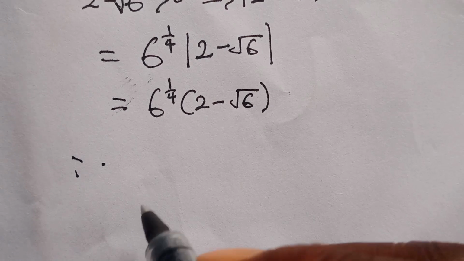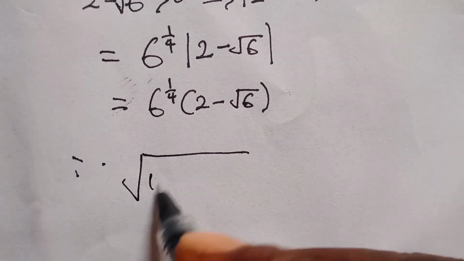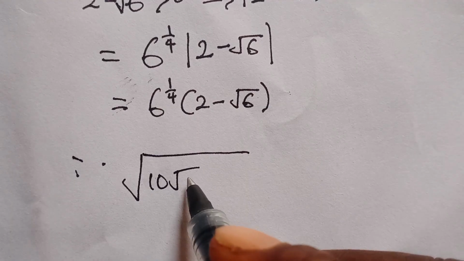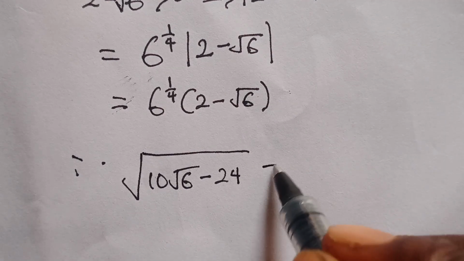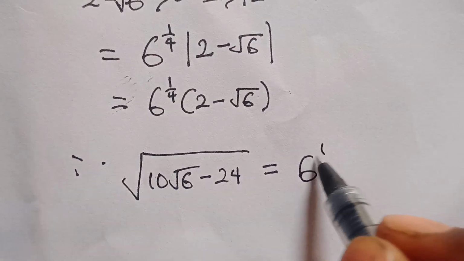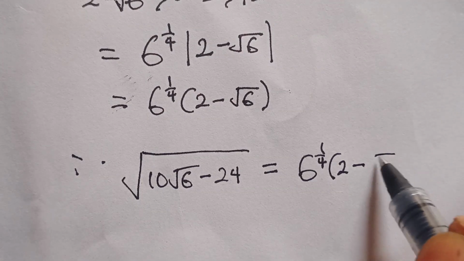So therefore, square root of 10 square root of 6, because this looks complex, minus 24, will now give us 6 raised to power 1 over 4 into bracket 2 minus square root of 6.